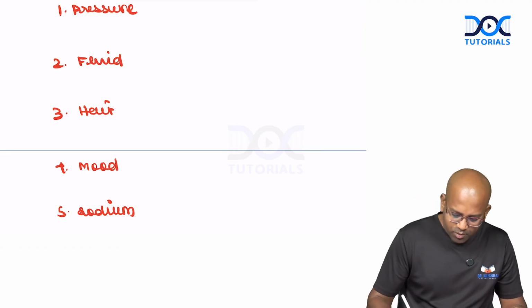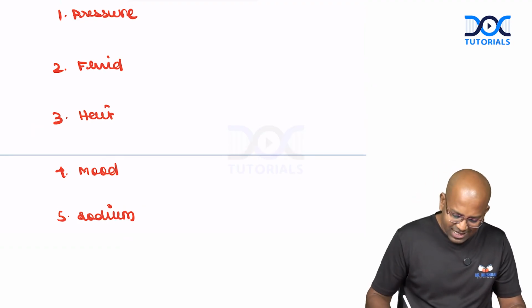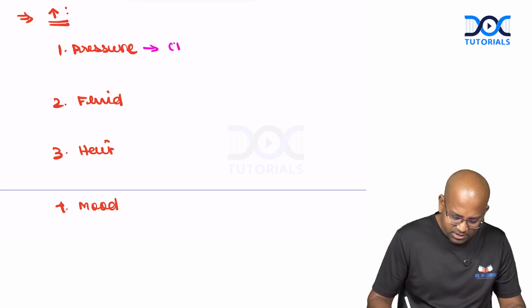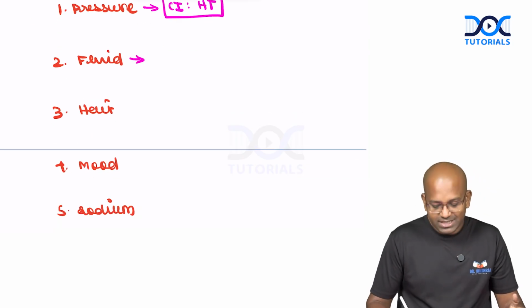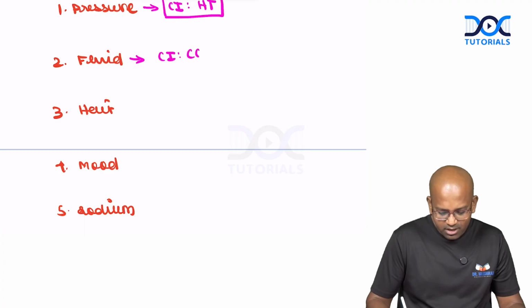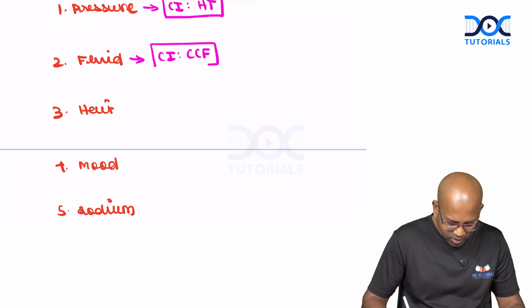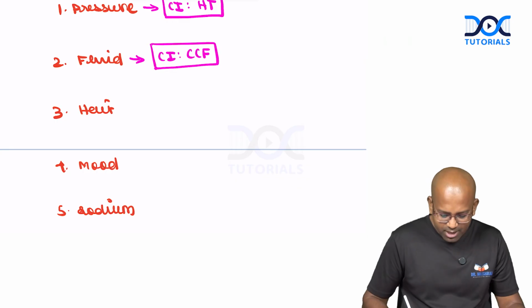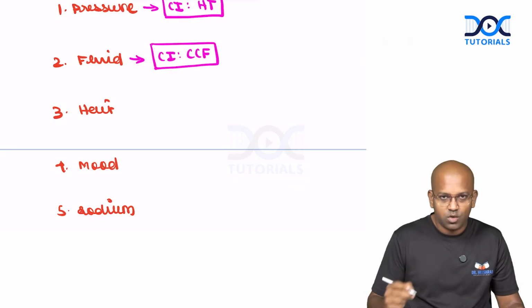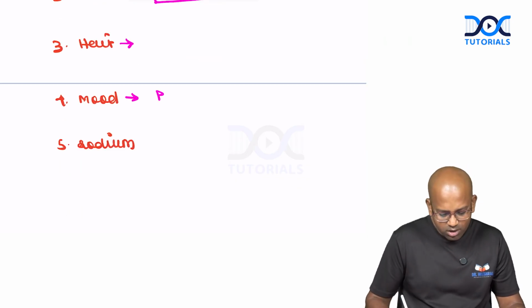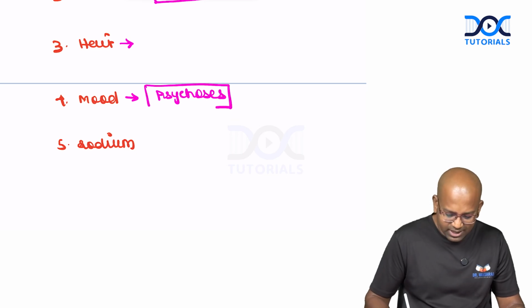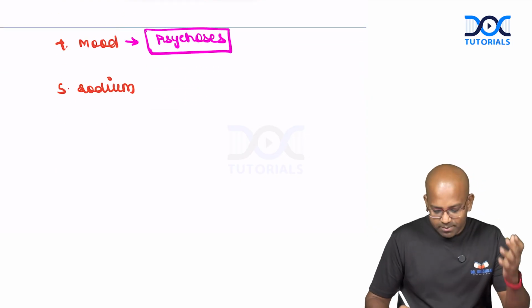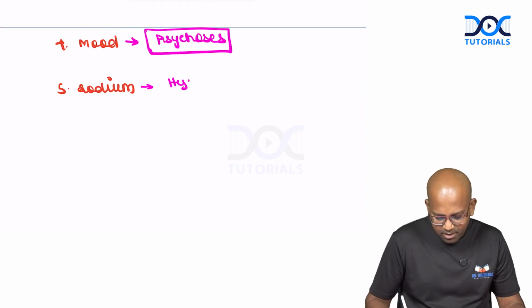So what's the further take home point? If pressure is getting increased, that's the reason why these drugs are contraindicated in hypertension, guys. Fluid is getting increased, that's why it is contraindicated in congestive cardiac failure. We cannot use this. Patients might land up in hirsutism because there will be hair growth. Mood will be developed, not the mood which you think. I'm talking about psychosis. It's called a steroid psychosis. Sodium will be increased, so patient will land up in hypernatremia.